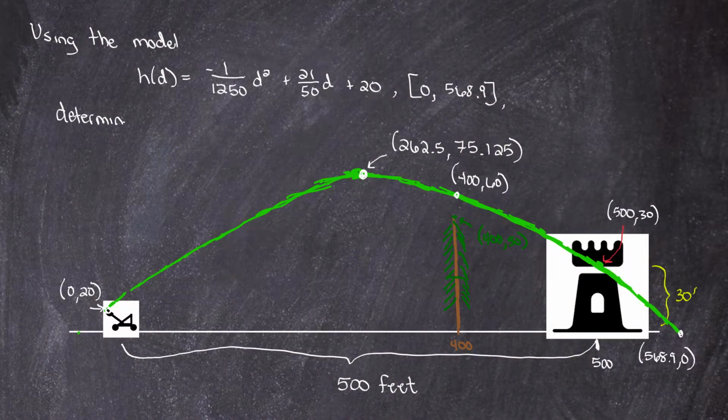Again, using our best model, determine when the projectile is over 50 feet in the air. Go ahead and pause the video and stretch your quadratic inequality wings to figure out when this happens.